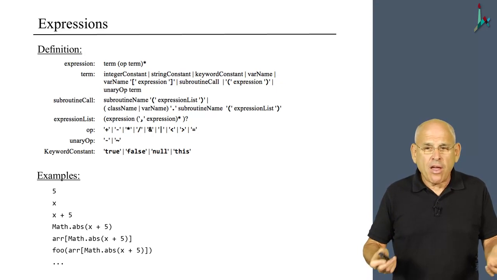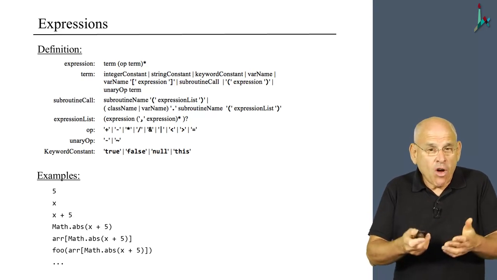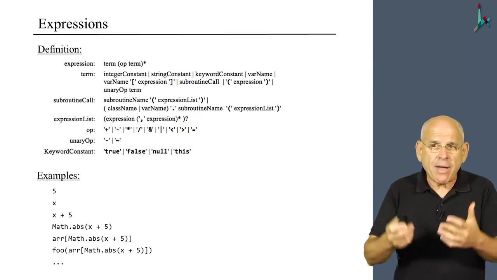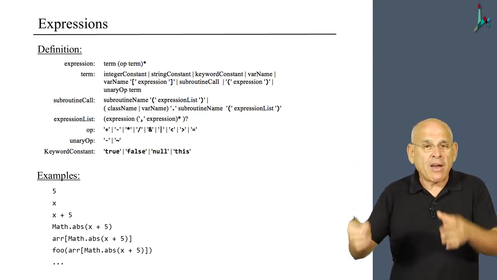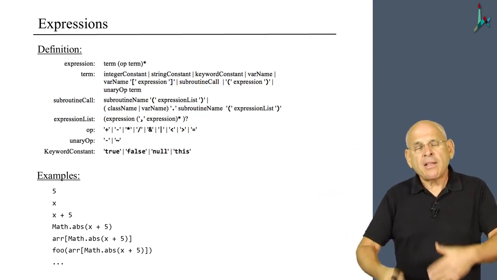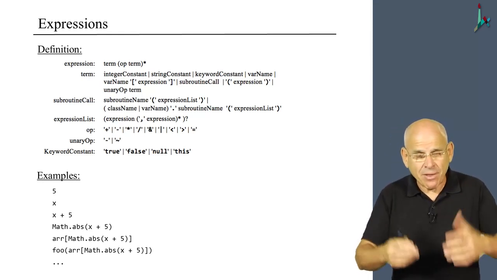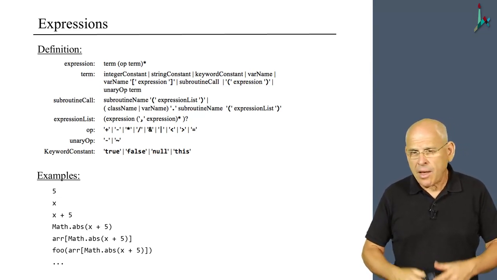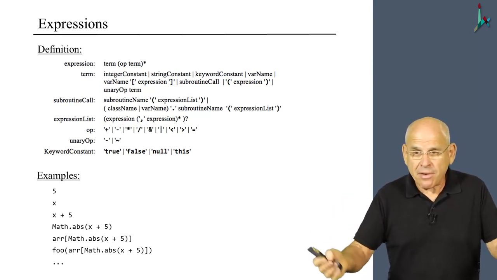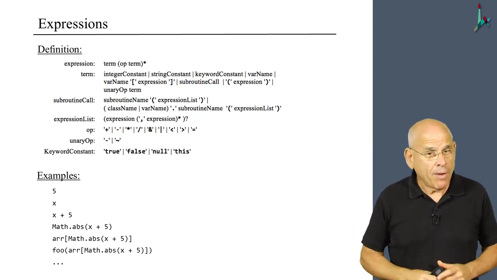What about x plus 5? Well, x is a term, and plus is an op, and 5 is yet another term. So once again, it matches the pattern of a term followed by an optional op and yet another term. Using the same rationale, every one of the expressions that you see here will be accepted by the Jack grammar. Now, as you can imagine, I can invent an infinite number of such expressions, and some of them will be highly complex.